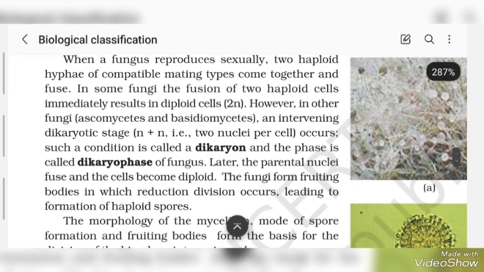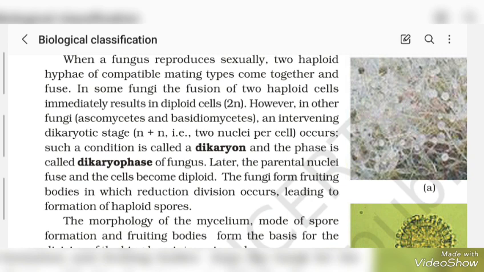When a fungus reproduces sexually, two haploid hyphae of compatible mating types come together and fuse. In some fungi, the fusion of two haploid cells immediately results in diploid cells. However, in other fungi, Ascomycetes and Basidiomycetes, an intervening dikaryotic stage (n+n, that is, 2 nuclei per cell) occurs. Such a condition is called a dikaryon, and the phase is called the dikaryophase of the fungus. Later, the parental nuclei fuse and the cells become diploid.